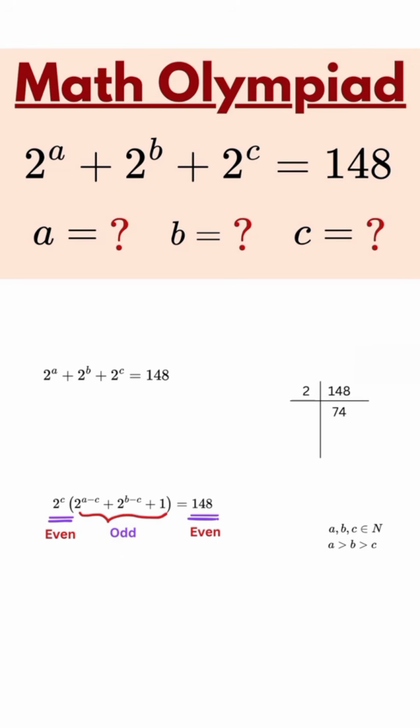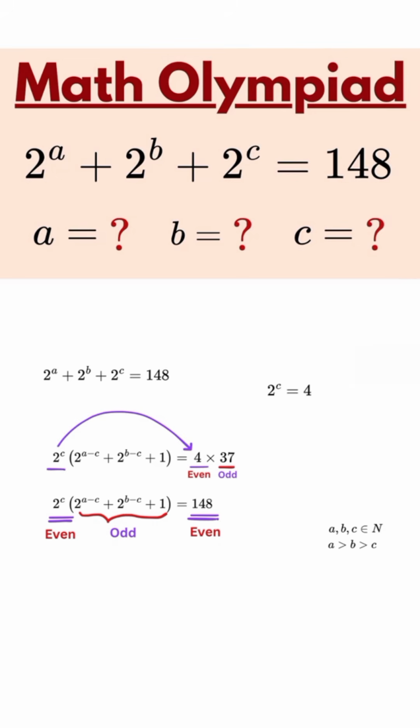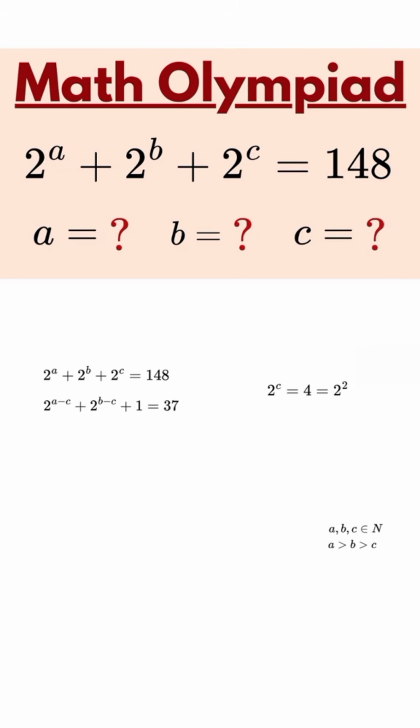148 over 2 is 74, but both of them are still even. Let us divide it by 2 one more time. We get 74 over 2 equals 37, which is what we want. So we can rewrite 148 as 4 times 37. Now this is even, and this is odd. So definitely 2 to the c equals 4, and this whole thing will be equal to 37. Now rewrite 4 as 2 squared, and compare both sides to get c equals 2.